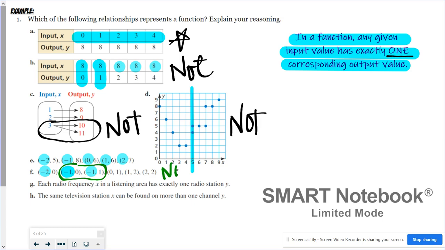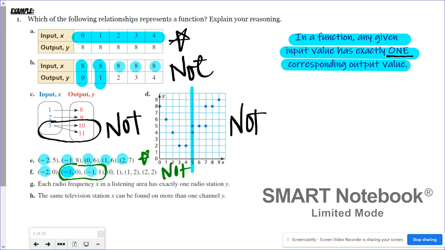So that is definitely not a function. In G and H, we're looking at some verbal rules. Okay, so you might have to think a little about these. But remember, in a function, any given input has exactly one corresponding output. So G says each radio frequency, X, and a listening area has exactly one radio station, Y.